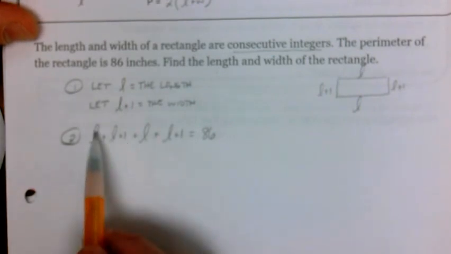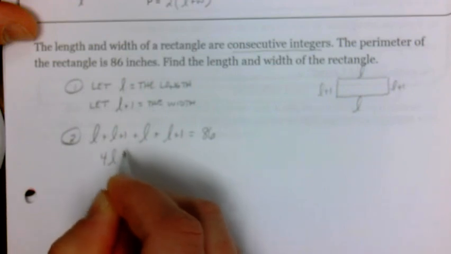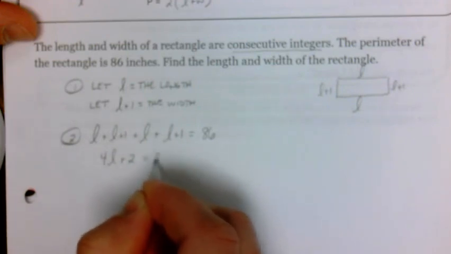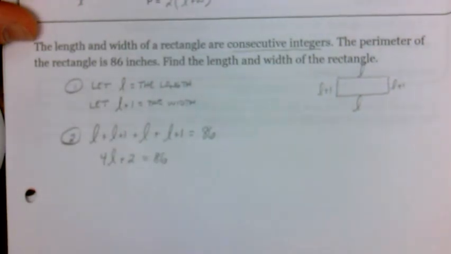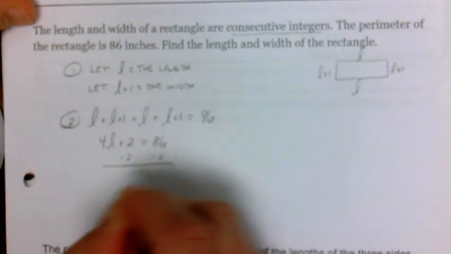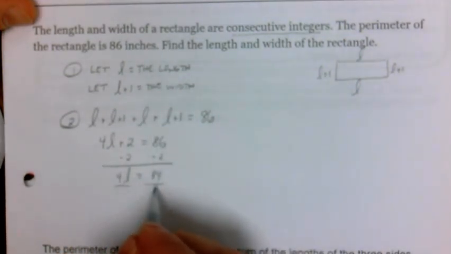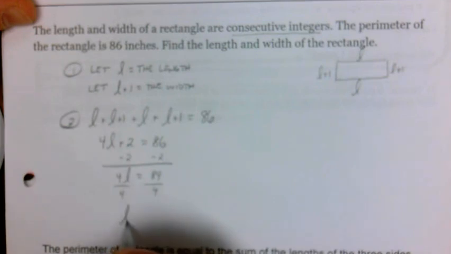Let's simplify this. Length plus length plus length plus length, that's 4L, plus 1 plus 1 is 2, equals 86. 4L plus 2 equals 86. Now we can subtract 2 on each side. 4L is going to equal 84. And dividing each side by 4 means that L, the length, is going to equal 21.